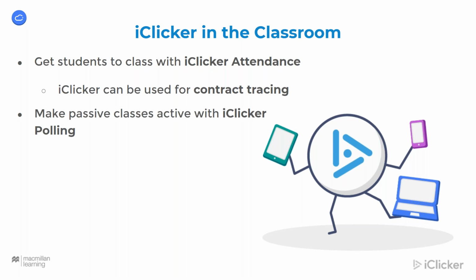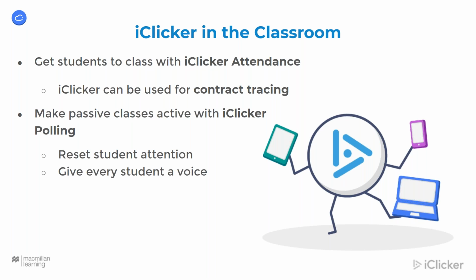Next, we make passive classes active with iClicker polling. So that question that I asked you just a moment ago, we call that a polling question. So it's a quick way to reset student attention. Students can have the best intentions of staying focused in class, but even somebody who's really, really trying not to let their mind wander, after 10 to 15 minutes, they wander a little bit. Asking an iClicker question is a good way to scoop those students back into focus and to get them focused on class again. It's also a really wonderful way to give absolutely every student a voice.